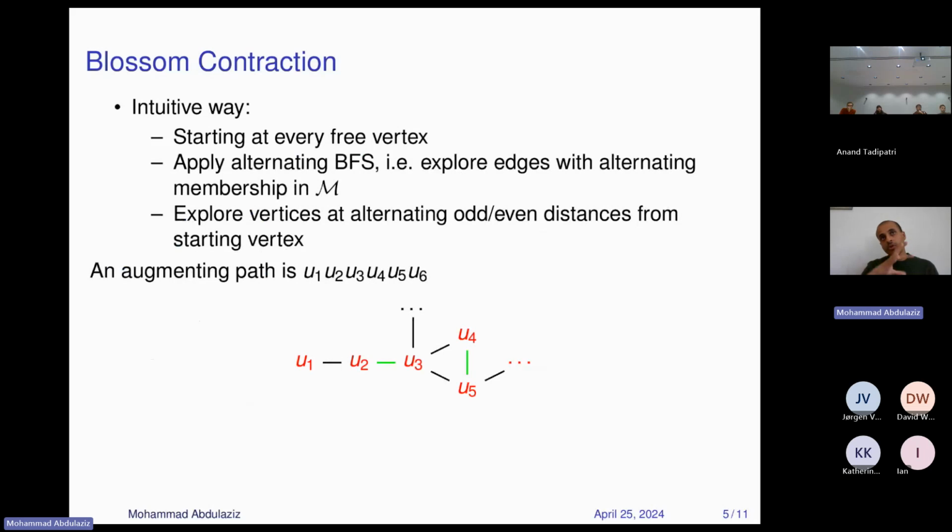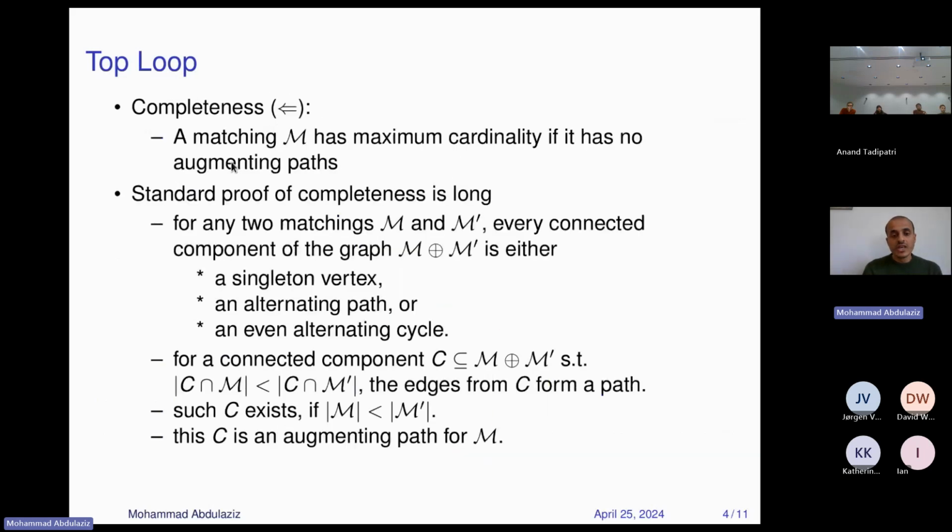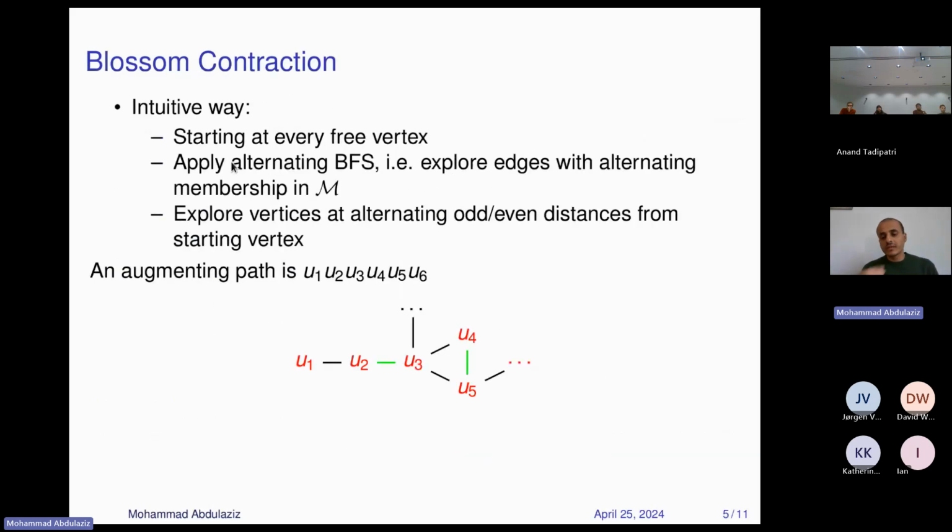Because the top loop assumes that you have a procedure that can find the augmenting path. So this is the augmenting path search, but how do you actually do that? The way you do that naively, you can try a version of breadth first search or depth first search, but both of those will not work. For example, if you want to use breadth first search to find an augmenting path, you will modify it and have the so-called alternating breadth first search.